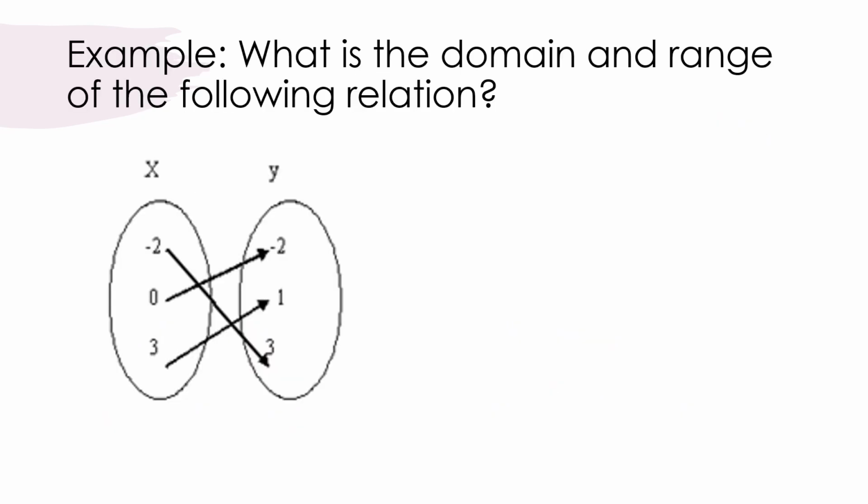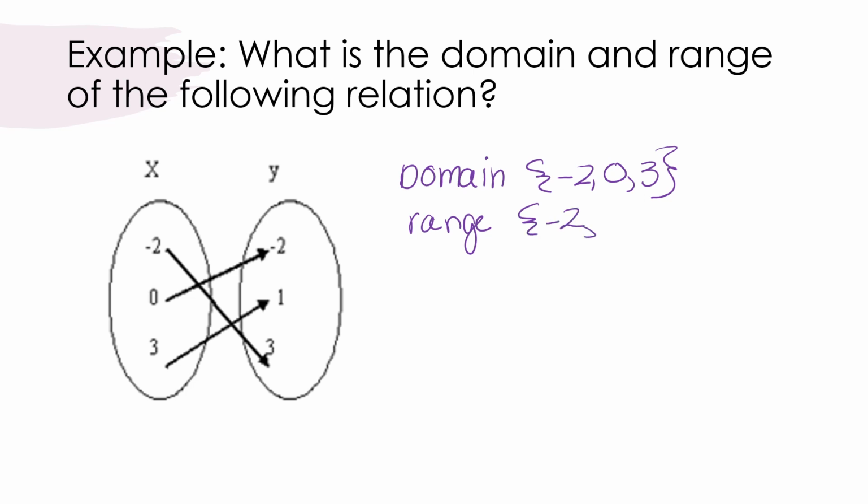In this example, we have a mapping. The domain is all of our x values, so {-2, 0, 3}. Notice that I use the braces to indicate that it is a set. And then the range is {-2, 1, 3}. I don't know why I keep trying to write the 3's as braces.